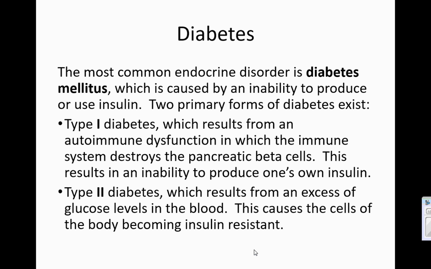Okay. It is hugely more common, or greatly, probably be a better word than hugely, greatly more common than type 1. As far as people who have it, there's a lot more people with type 2 than type 1. Much more common. Anybody know why people get type 2 diabetes?